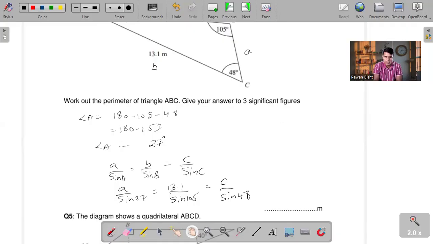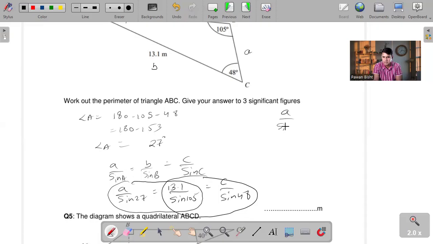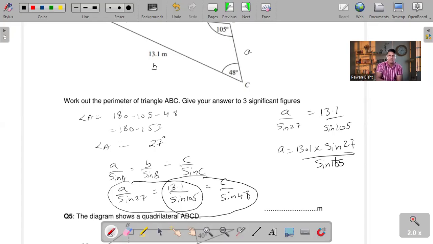Okay. So to find a, I solve this part, and to find c, I solve this part separately. Okay. So first I solve this part. a upon sine 27 equals 13.1 upon sine 105. Okay. So to find a, take sine 27 that side: 13.1 times sine 27 divided by sine 105. Okay. Put it in your calculator. 13.1 times sine 27.